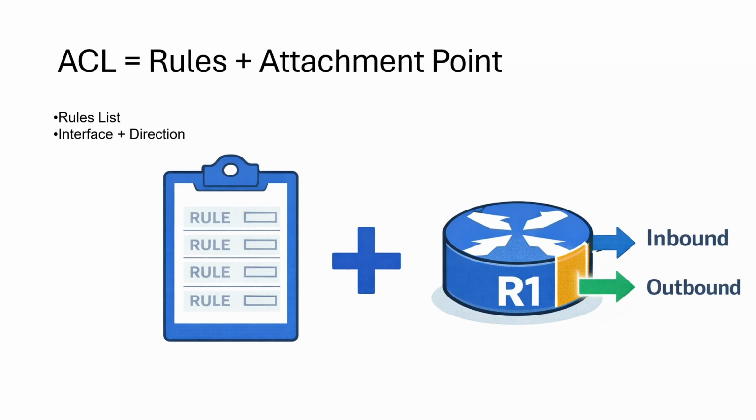Now the important detail. An ACL doesn't do anything until it's applied to an interface and a direction. So, conceptually there are two parts: the list of rules, the ACL itself, and the attachment point, which interface and which direction. If you remember only the big idea, an ACL is rules plus where you apply them. Then you're good to go.